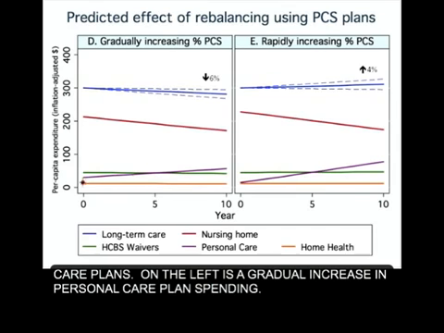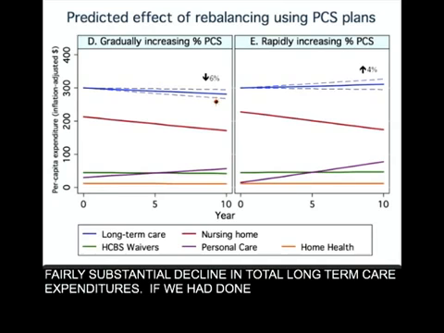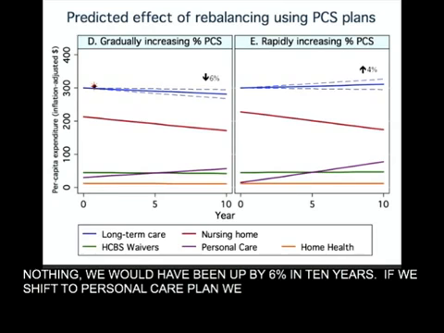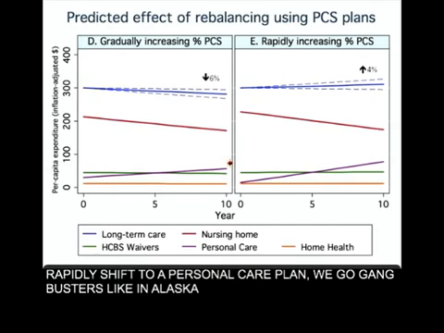On the left is a gradual increase in personal care plan spending. Again, there's a decrease in nursing home expenditures, a 6% decline this time. Still a fairly substantial decline in total long-term care expenditures. So if we'd done nothing, we would have been up by 6% in 10 years. If we shift to personal care plan, we're down by 6%. So we're doing pretty well, not quite as well as waivers, but still pretty well.